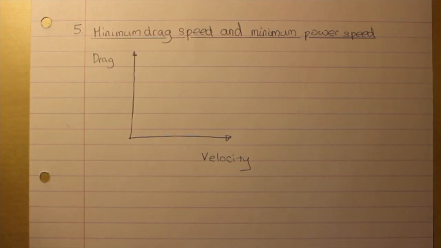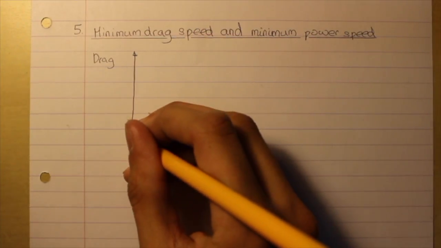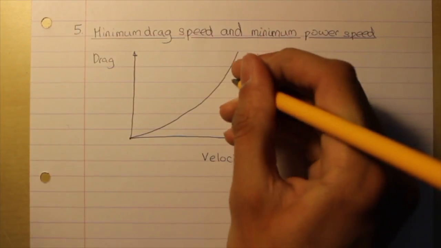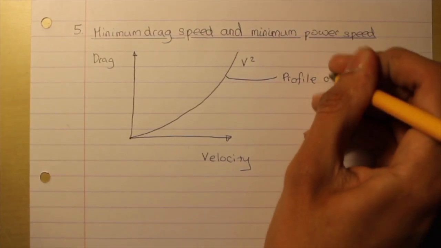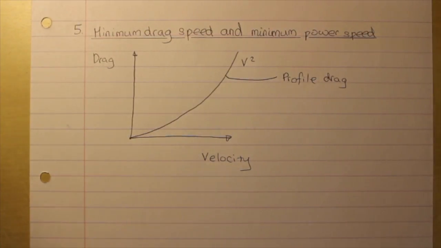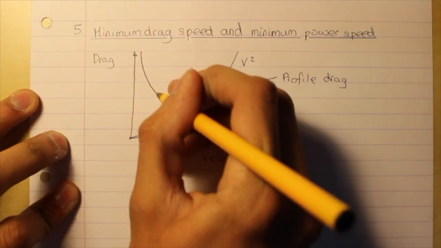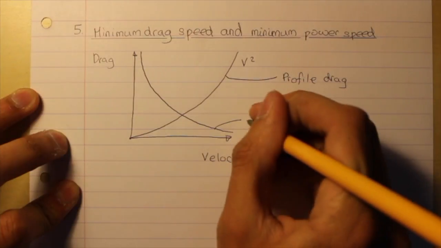And finally we have minimum drag speed and minimum power speed. So on our y-axis we've got drag, x-axis we've got velocity. First one we can draw is like this, which is v squared. This is our profile drag. This increases, the drag increases with velocity here, whereas for our induced drag, it actually decreases with velocity.